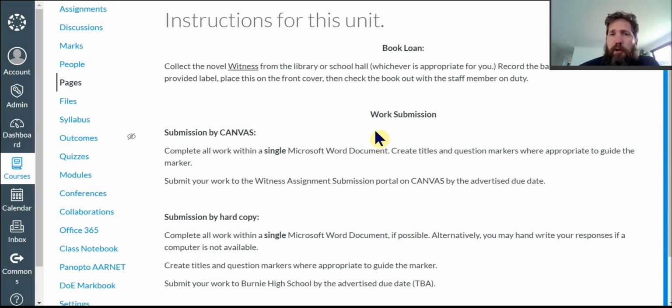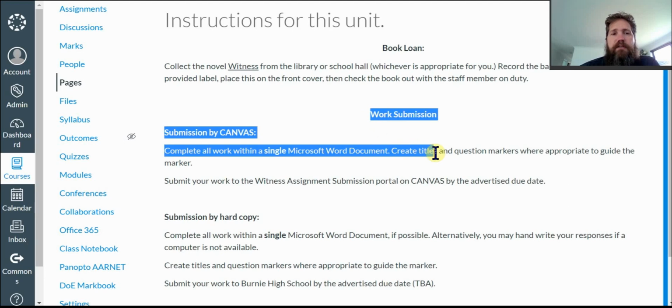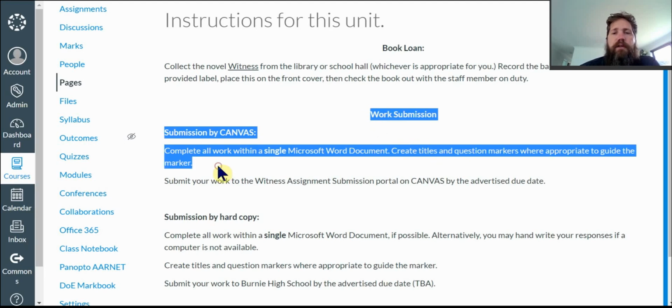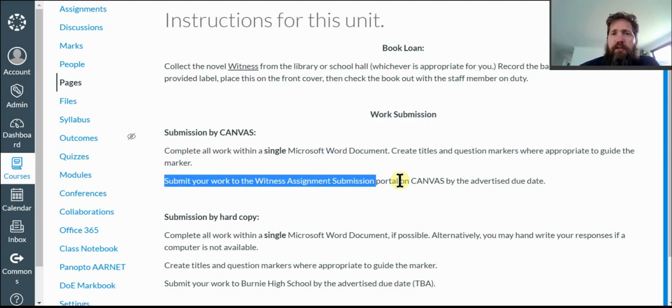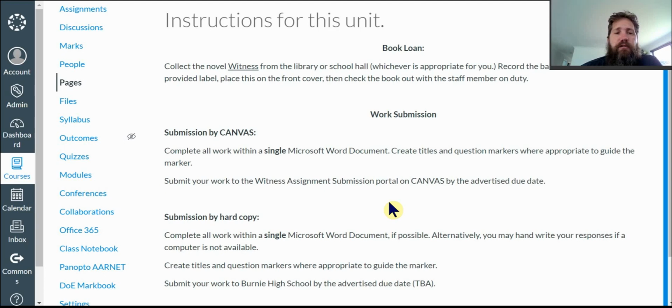If you're learning at home, online, you will be submitting your work on Canvas. And all of this will be on a single Microsoft Word document. To make it easy on the marker, create titles and question markers where appropriate to guide us. And the final page within this unit enables you to submit your work. So submit your work to the Witness Assignment Submission Portal on Canvas by the advertised due date.